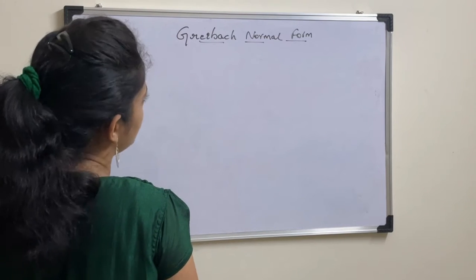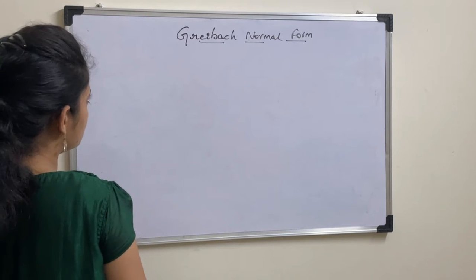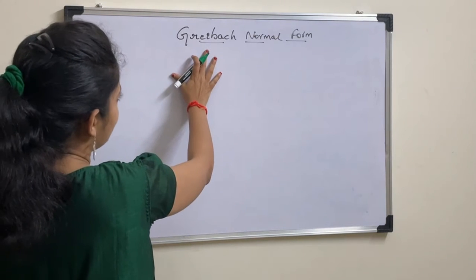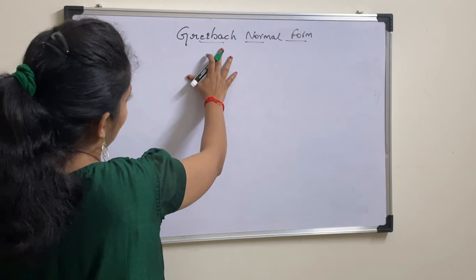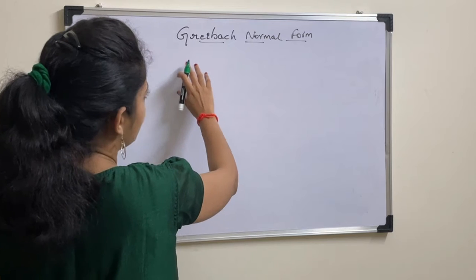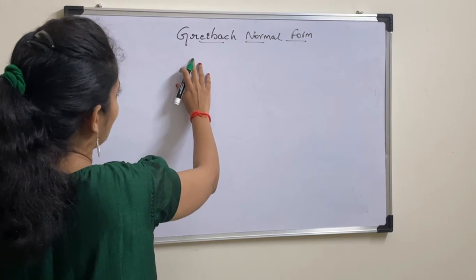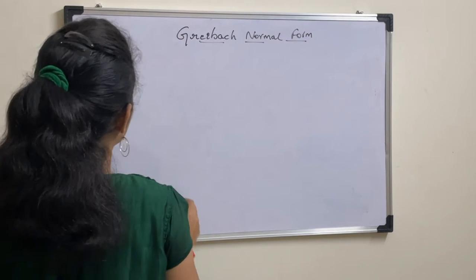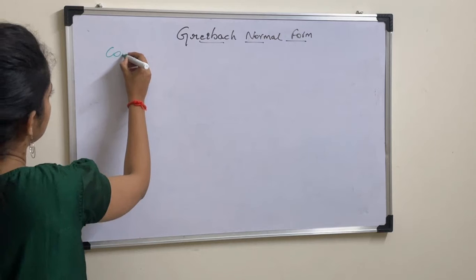Chomsky normal form. Here also we have some conditions. If the given CFG satisfies the following conditions, then we can say that the grammar is in Greibach normal form. So let us see the conditions.